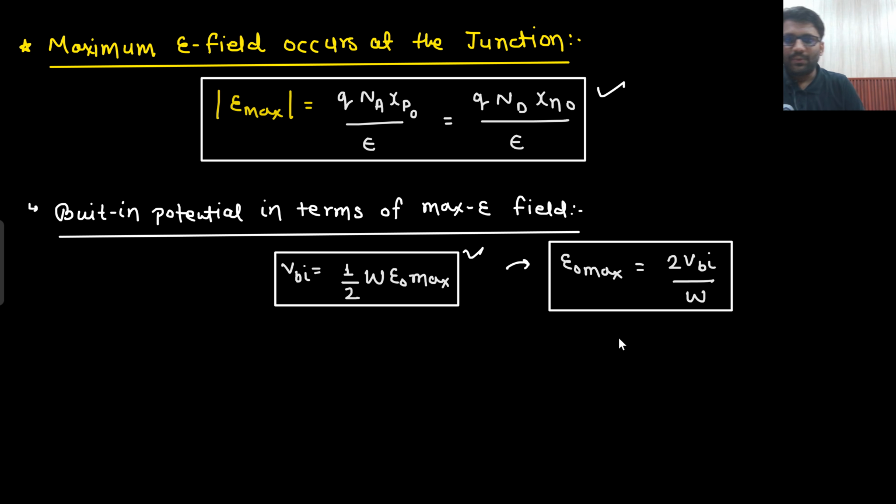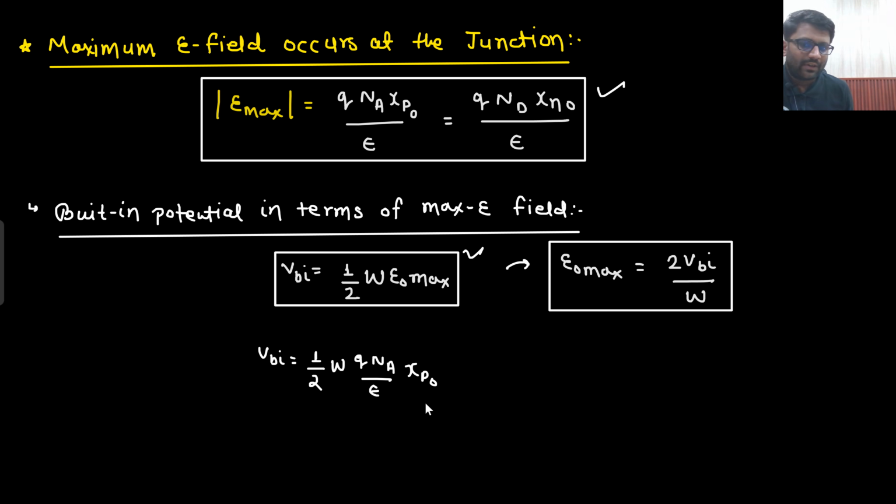Yeah, welcome back. So did you try deriving the expression? You can try it on your own as well. So let's get started. V built-in is equal to 1 by 2 W depletion. I need to eradicate this E naught max. So I would put the expression of E naught max. Either I can put this one or this one. So Q Na divided by epsilon, xp naught.